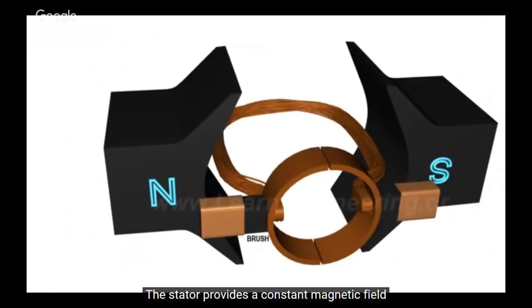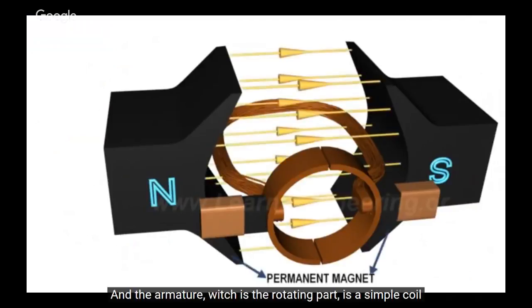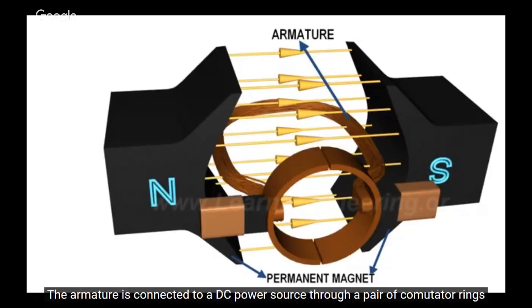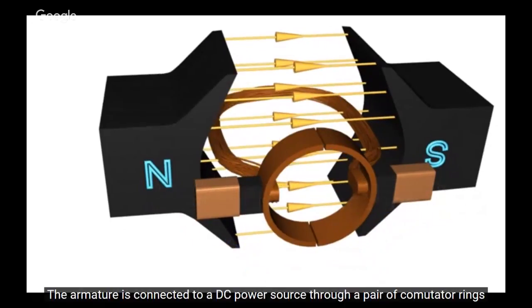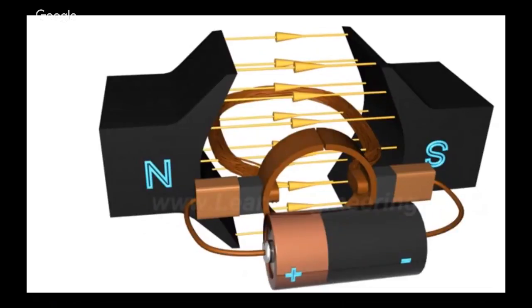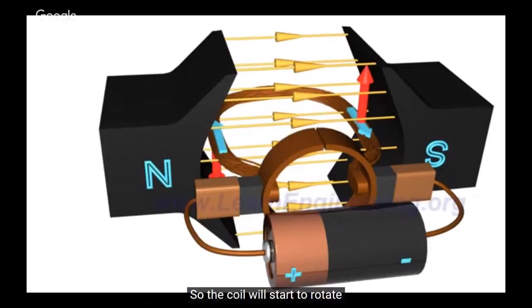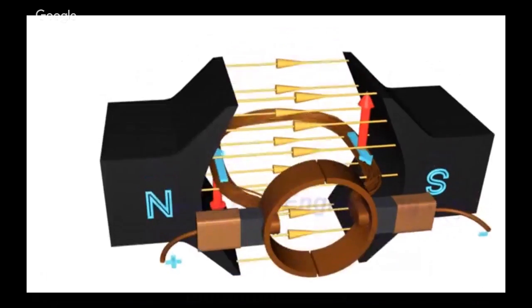The stator provides a constant magnetic field, and the armature, which is the rotating part, is a simple coil. The armature is connected to a DC power source through a pair of commutator rings. When the current flows through the coil, an electromagnetic force is induced on it according to the Lorentz law, so the coil will start to rotate.